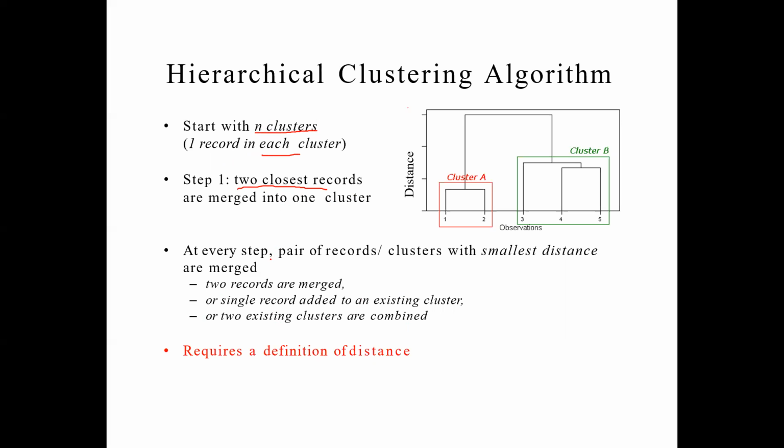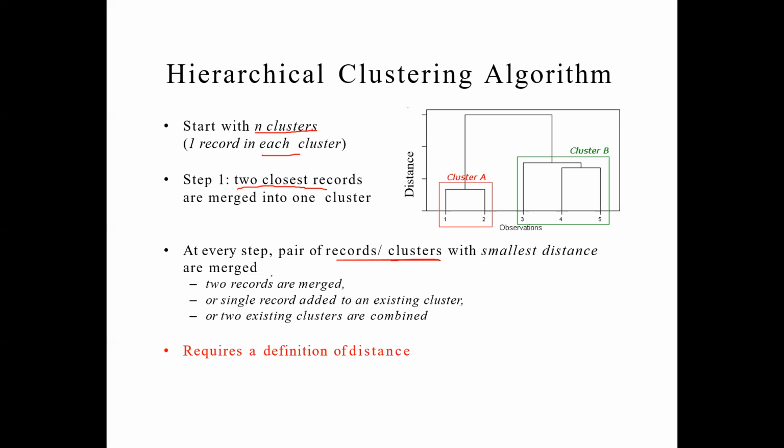Then at every step, a pair of records or a pair of clusters. Here again I am repeating, students: we do not calculate the distance between the objects, but we calculate the distance between the clusters. The clusters that are closest, in that iteration, we merge together. So at every step, the pair of clusters with the smallest distance is merged.